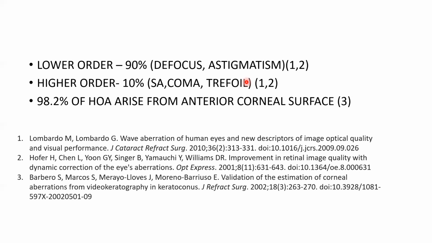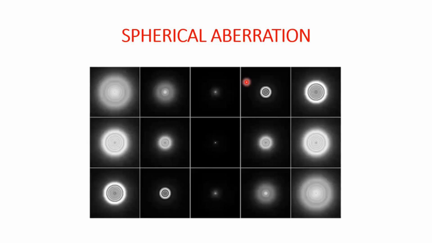Moving on, lower order aberrations, which are defocus and astigmatism, form 90% of the aberrations. Higher order aberrations form only 10% of those. Of the higher order aberrations, 98.2% arise only from the anterior corneal surface. This is how spherical aberration looks. So if we consider the image as a point, if the eye is highly spherically aberrated, we are going to start seeing Airy discs around it.